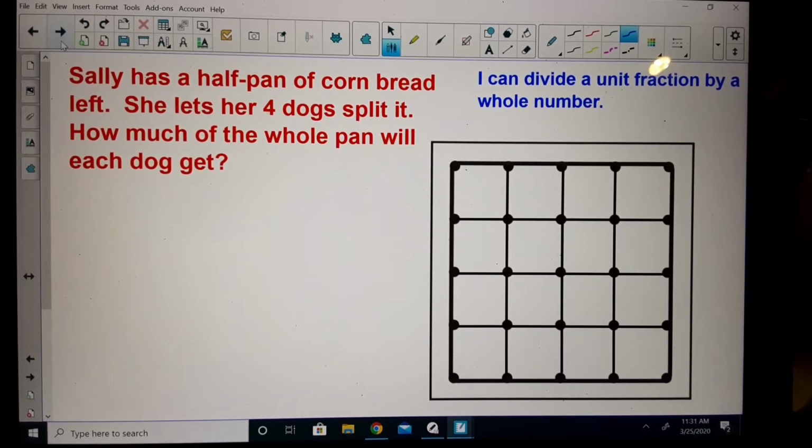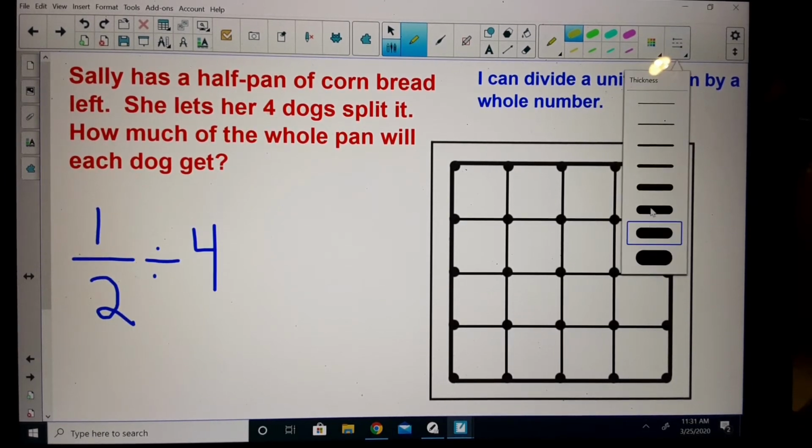So now, let's put that to use. Imagine that Sally has half a pan of cornbread left. She lets her 4 dogs split it. How much of the whole pan will each dog get? Well, we're splitting the cornbread, and we're letting her dogs share it. She's got half a pan of cornbread, so we have half a pan, and it's being divided up among her 4 dogs. Let me draw what the half a pan of cornbread would look like.